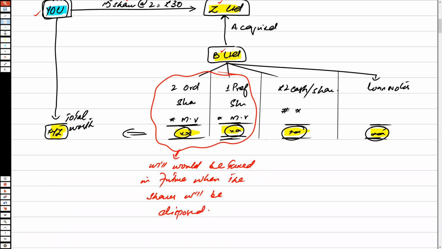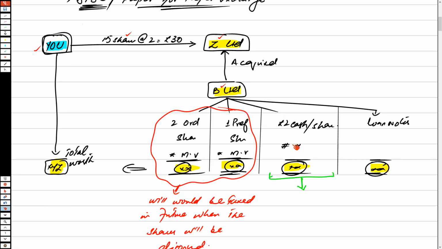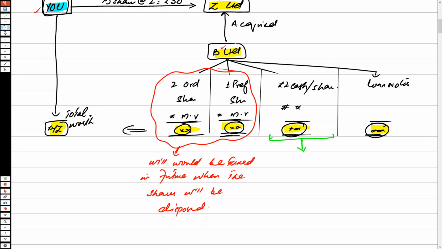But if we talk specifically about the cash element which is received at the time of reorganization, what is the tax treatment? Specifically for this cash which is received at the time of reorganization or takeover, what is the treatment for the cash element? This cash element, please don't forget this point, will be taxed immediately.